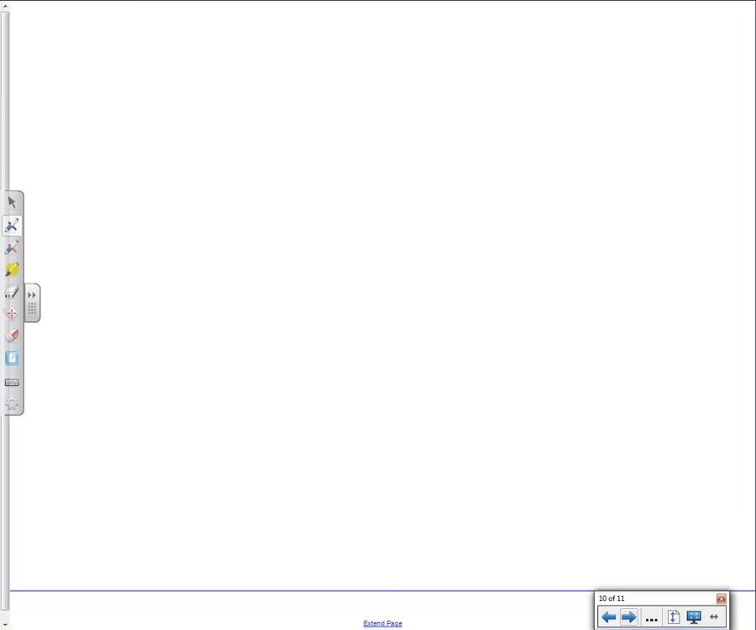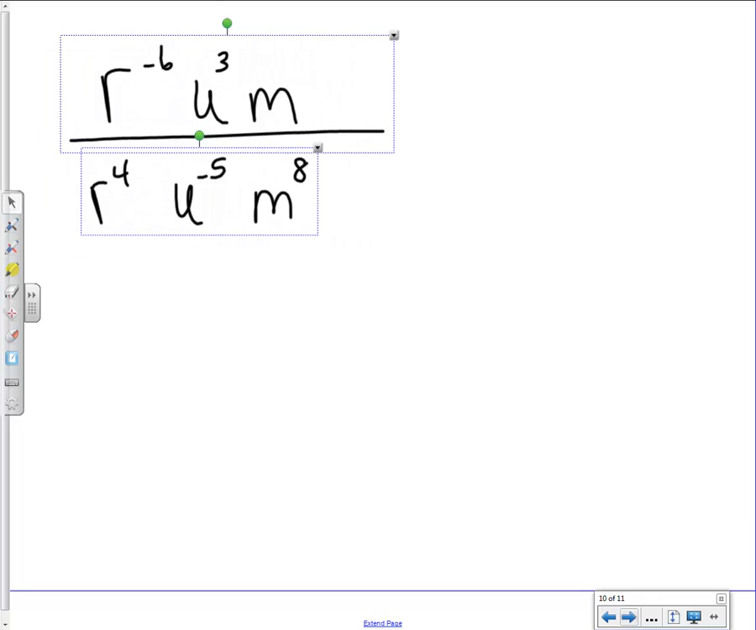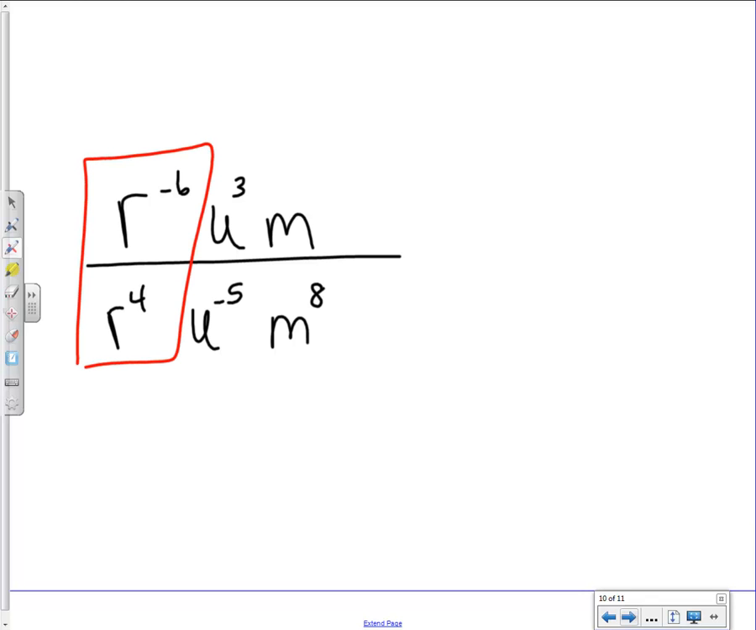I have r to the negative 6th power, u to the 3rd power, and m over r to the 4th, u to the negative 5th, and m to the 8th. Okay, I'm going to move this down just a little bit because I want you to be able to see every piece of this. The first step, I'm going to talk about my r's. I have r, negative 6 minus 4.